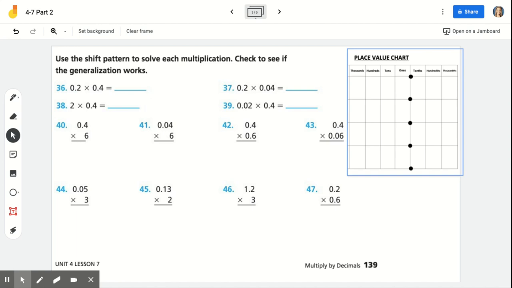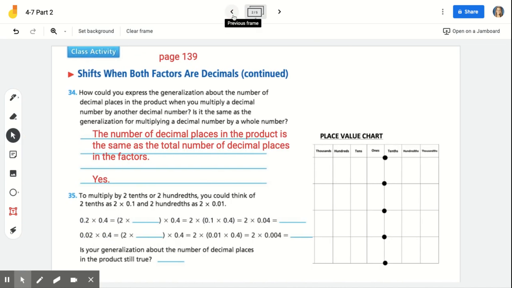Okay, working our way down the page, we're on page 139 still. The directions say use the shift pattern to solve each multiplication. Check to see if the generalization works. So they're saying, again, there's two ways of solving this.